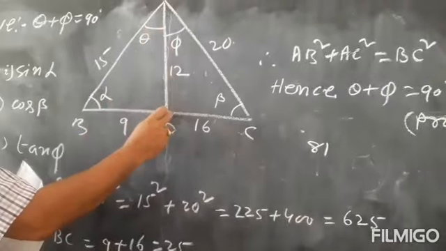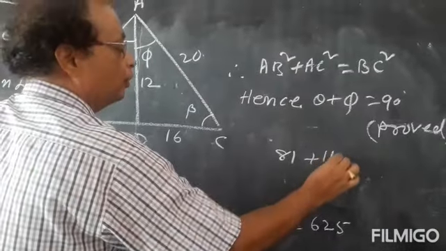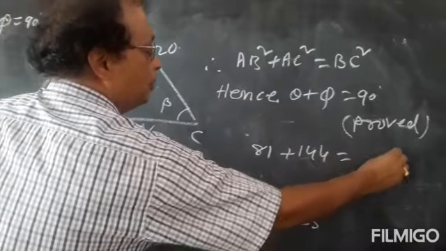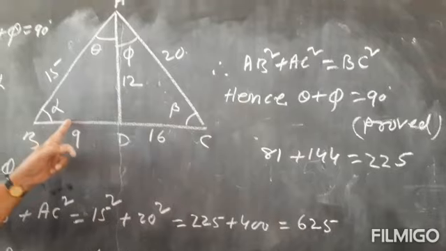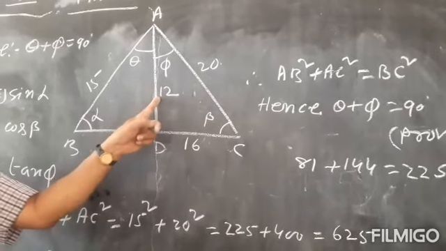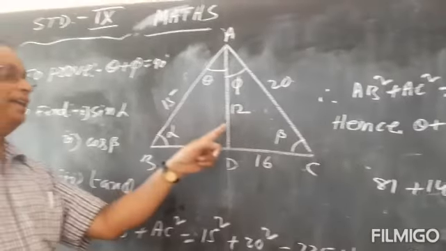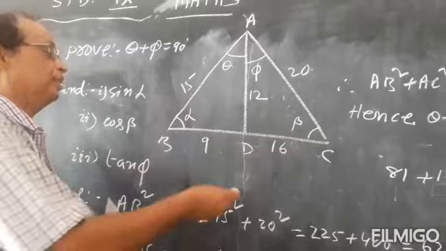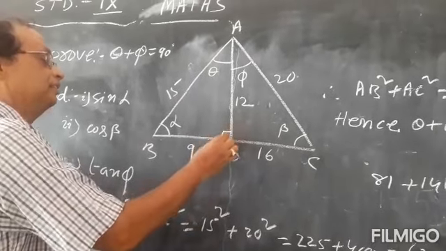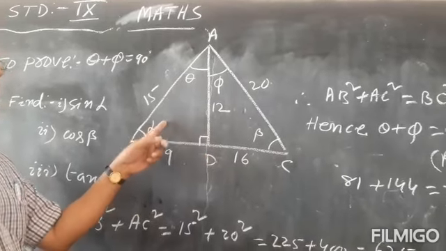Now this AD is 12. 12 square is how much? 144. So 81 plus 144 is 225. So this is BD square plus AD square is 225. AB square, that is 15 square is 225. So AD square plus BD square is equal to AB square. Therefore, this must be 90 degree. So ABD is a right angle triangle.